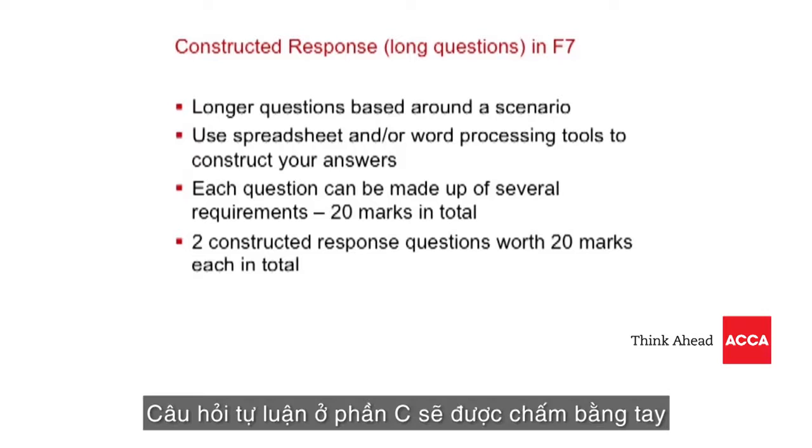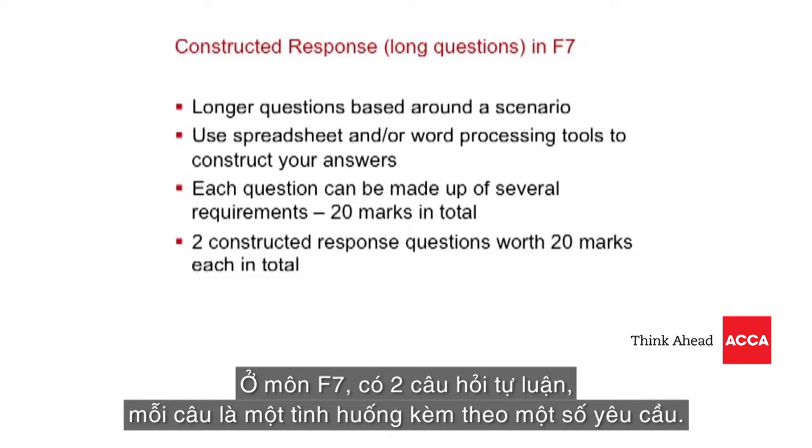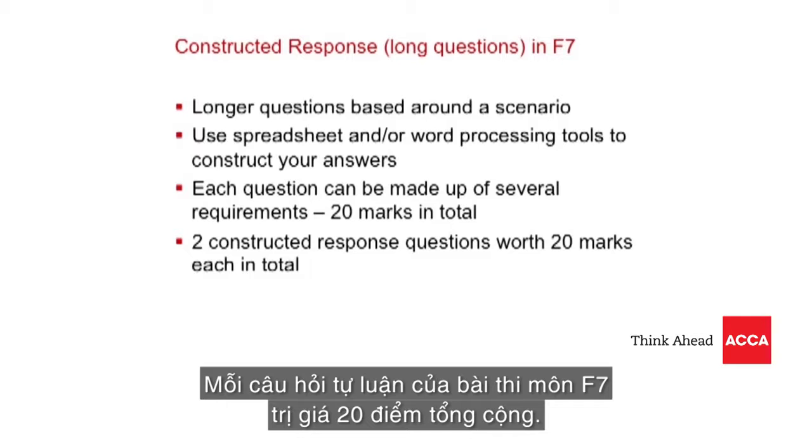The constructed response questions in Section C continue to be expert marked in contrast to those in Sections A and B, which are auto-marked. In F7, there are 2 constructed response questions, each containing a scenario which may relate to several requirements. Each F7 constructed response question is worth 20 marks in total.